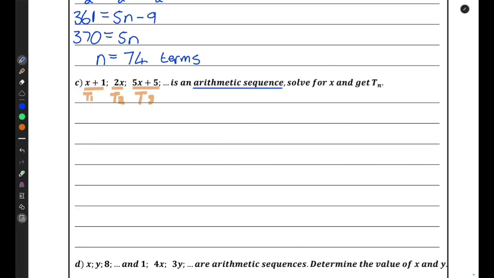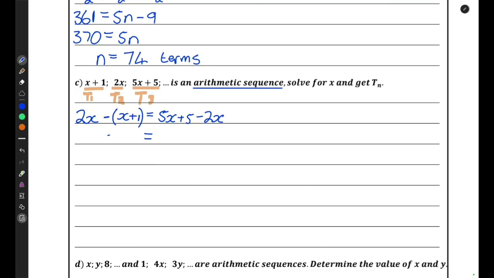And then, because it's arithmetic, term 2 minus term 1 equals term 3 minus term 2. So I'm going to start with 2x minus, please use brackets, (x plus 1) must be equal to 5x plus 5 minus 2x. Okay, now it's just an algebra sum, and I can just solve. Let's just simplify each side first.